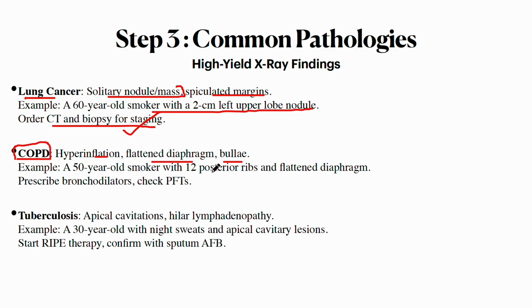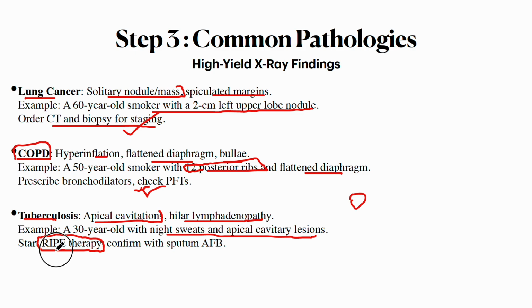A 50-year-old smoker with 12 posterior ribs visible and a flattened diaphragm indicates COPD. So we have to prescribe bronchodilators. We have to check the pulmonary function test, right? And in tuberculosis, apical cavitations can be there, and also hilar lymphadenopathy. Example, a 30-year-old with night sweats and apical cavitary lesions. We have to start RIPE therapy. This is in DOTS, right? Rifampicin, isoniazid, and ethambutol. I forgot what is P. I'm so sorry. And we have to confirm with sputum acid-fast bacilli, right? Okay, pyrazinamide, I remember it.